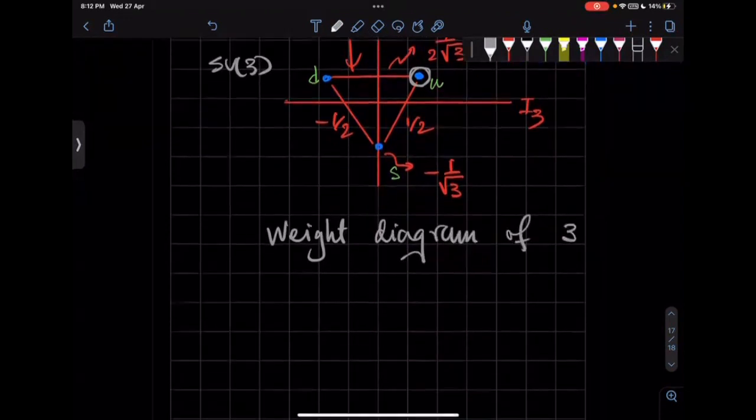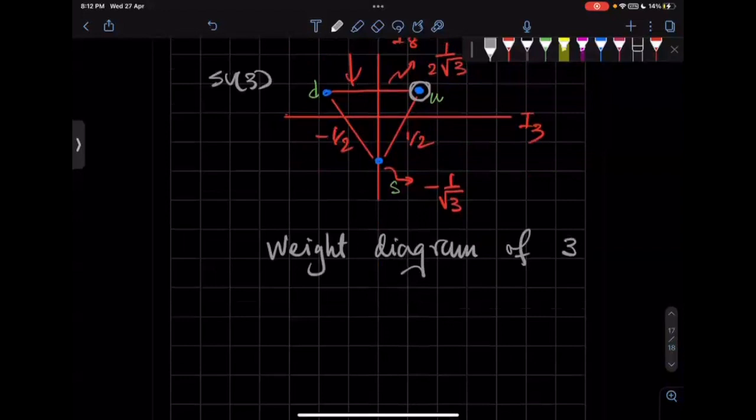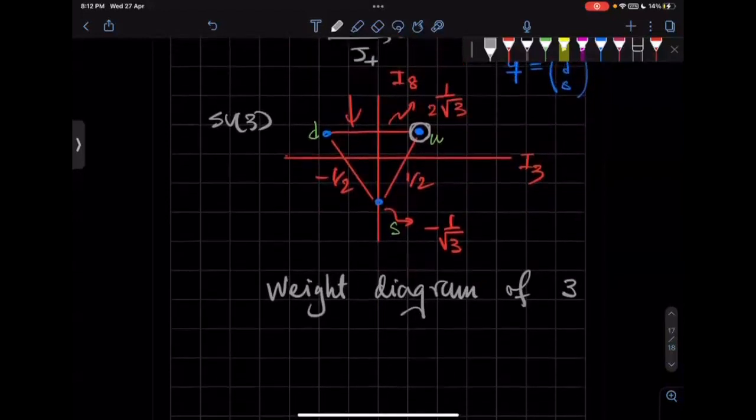Can someone tell me what the anti-fundamental representation would look like? Just your intuition. Upside down triangle. Exactly, yeah, because then all the particles will become their antiparticles, so the quantum numbers will get flipped.